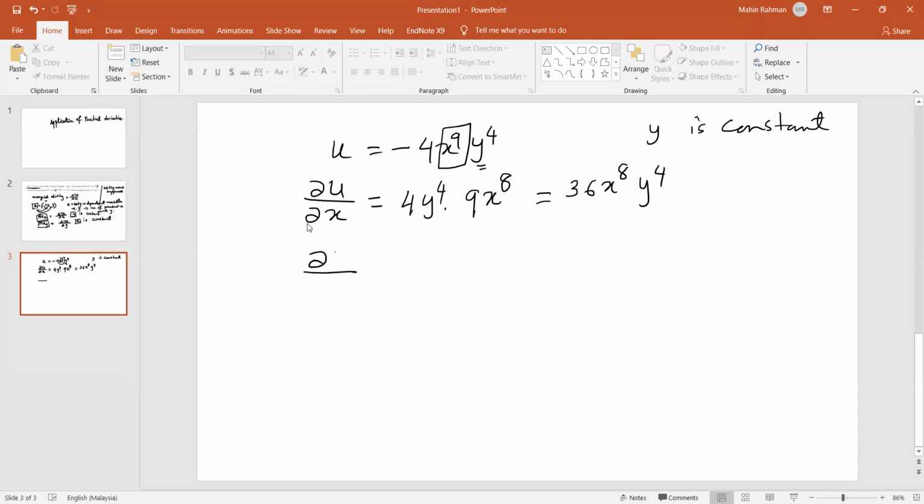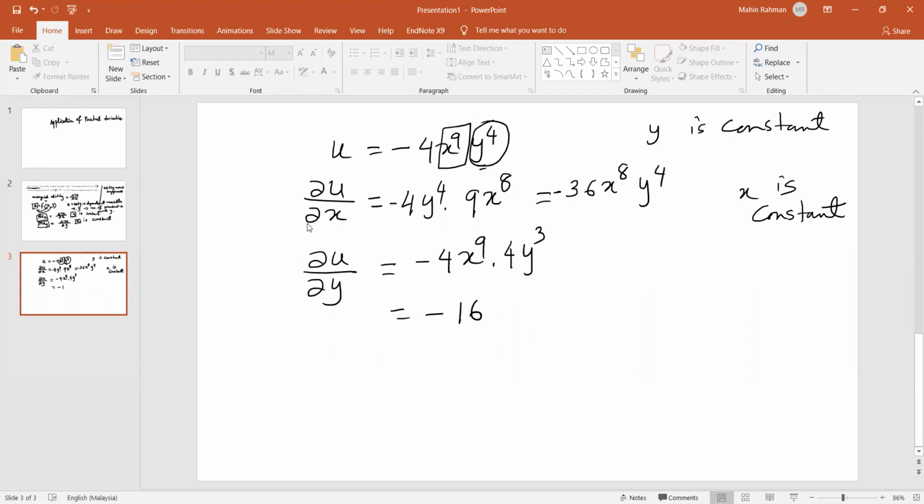Similarly, we can calculate the marginal utility with respect to y. Now x is constant. You have to remember that x is constant. Sorry, here it will be minus. I forgot to write down the minus. So now it will be minus 4x to the power 9 is constant. You only have to find the derivative of y to the power 4. So it will be 4 y to the power 4 minus 1 is 3. So it will be minus 16 x to the power 9 y to the power 3.